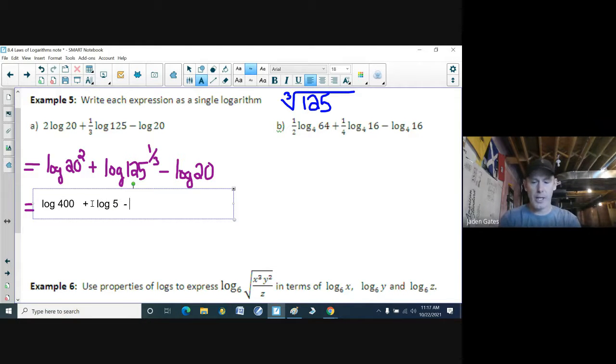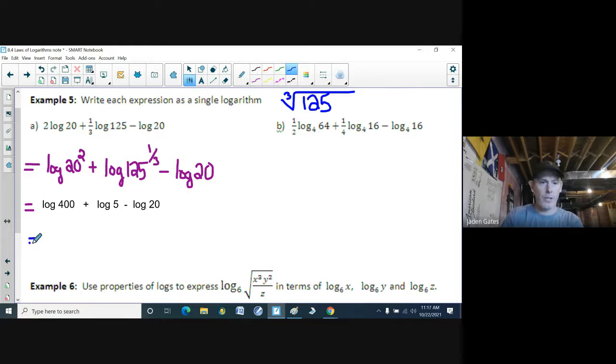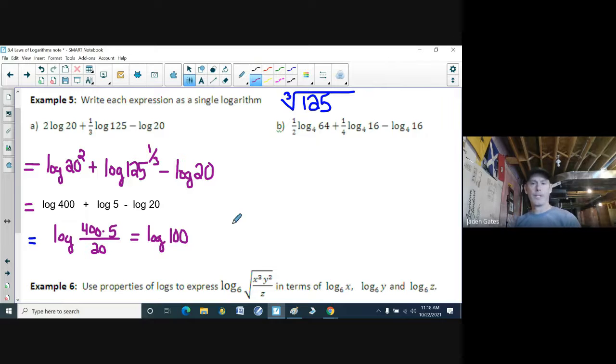And then, of course, minus log of 20. So again, we're writing this as a single logarithm. Let me write this out. We've got the log of 400 times 5, because of that plus sign, and then minus, so the 20 is going to be division. I take 400 times 5 divided by 20. As a single logarithm, this would be log of 100, because that's what 400 times 5 divided by 20 is.